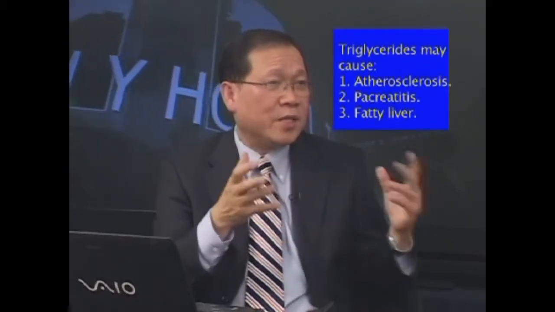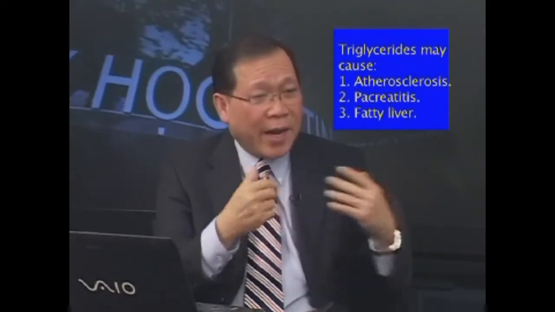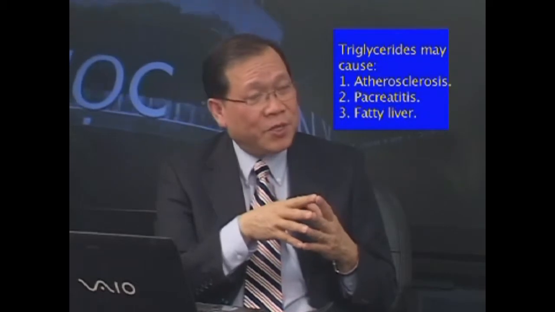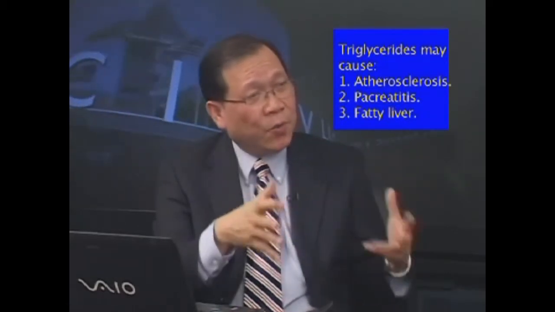Now, the second complication is quite unusual. When the triglycerides are over 500, they may trigger pancreatitis, meaning swelling of the pancreas. When that happens, people will have severe pain in the abdomen, and then they may have nausea and vomiting as well. So that is the second complication. And the third complication is that too much triglyceride creates a problem called fatty liver, meaning too much fat is stored and stays in the liver.